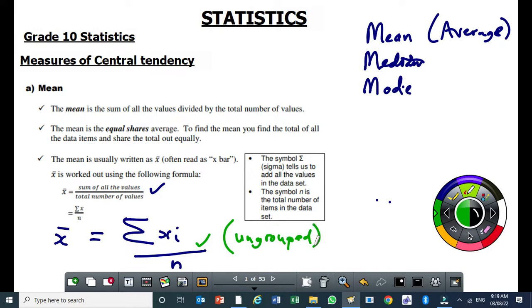For example, if I just take your marks and list your marks as they are, that would be ungrouped data. But if I start putting your marks in groups, that is intervals, it will be called grouped data. So here we are dealing with a case where the data set is ungrouped. If your data set is ungrouped, then we use this formula.